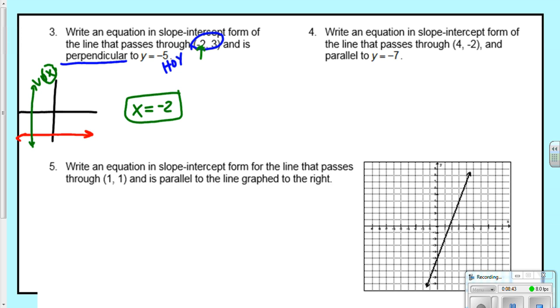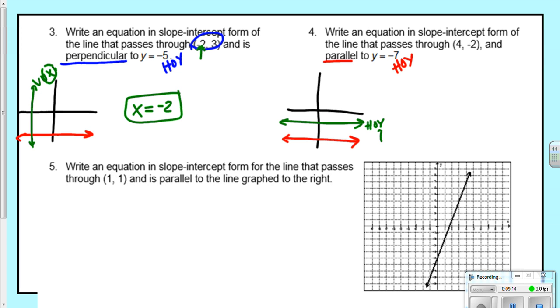Write an equation in slope-intercept form of a line that passes through (4, -2) and is parallel to y equals -7. Here we go again. This is a HOY, right? Y equals -7, there's no x, so that's a HOY. Let me draw a picture. There's my axes. This first line is y equals -7, a horizontal line going through -7. I want a line that's parallel to it, so my new line is going to look something like this. It's parallel, another HOY.